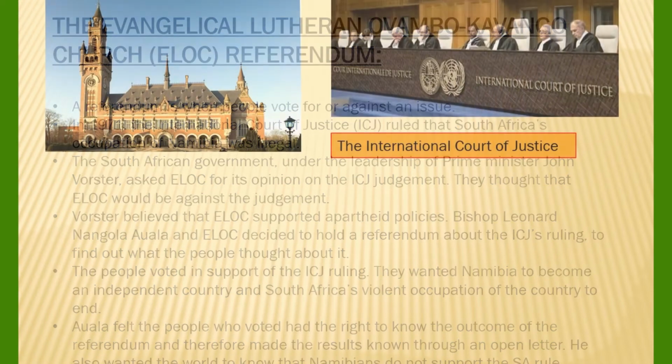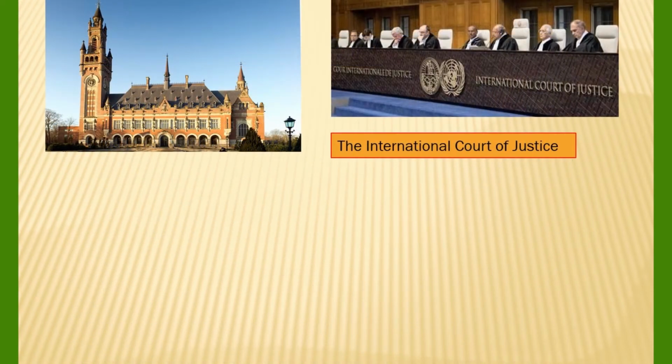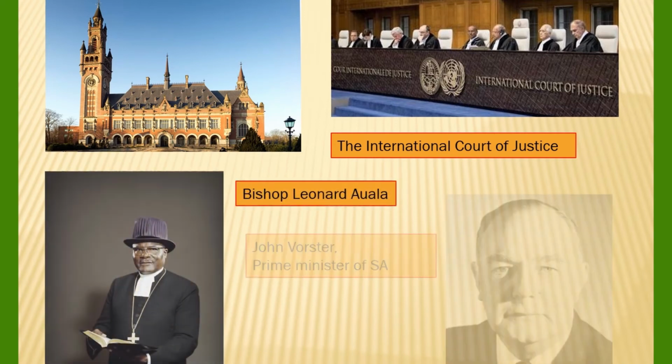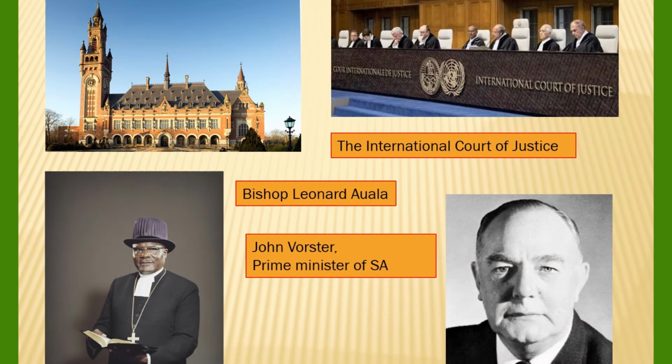Here we have pictures to show you how the International Court of Justice, Bishop Leonard Awala and Prime Minister John Vorster look like. This brings us to the open letter.